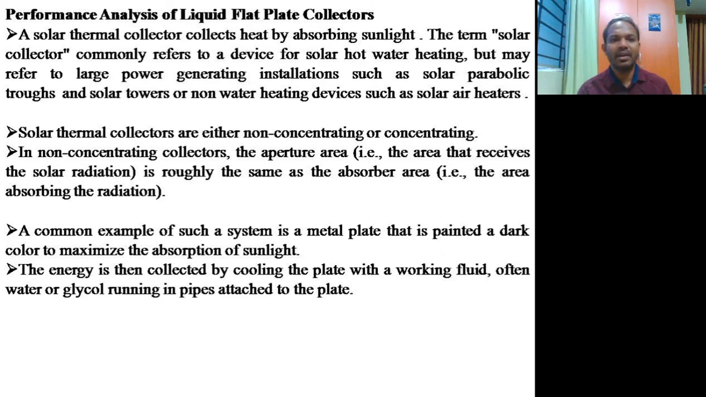Now, solar thermal collectors are either non-concentrating or concentrating. I'm talking about solar thermal collectors, not the flat plate collectors. Okay, the flat plate collectors, keep it in mind, are always non-concentrating collectors. Is it clear? In non-concentrating collectors, the aperture area. What do you mean by aperture area? The area which effectively receives the solar radiation, that is what we call the aperture area, is roughly the same as the absorber area.